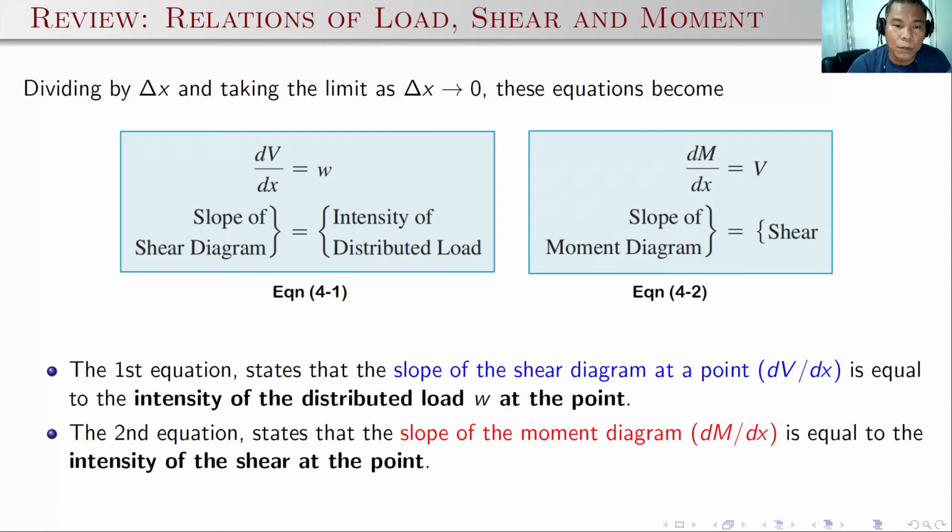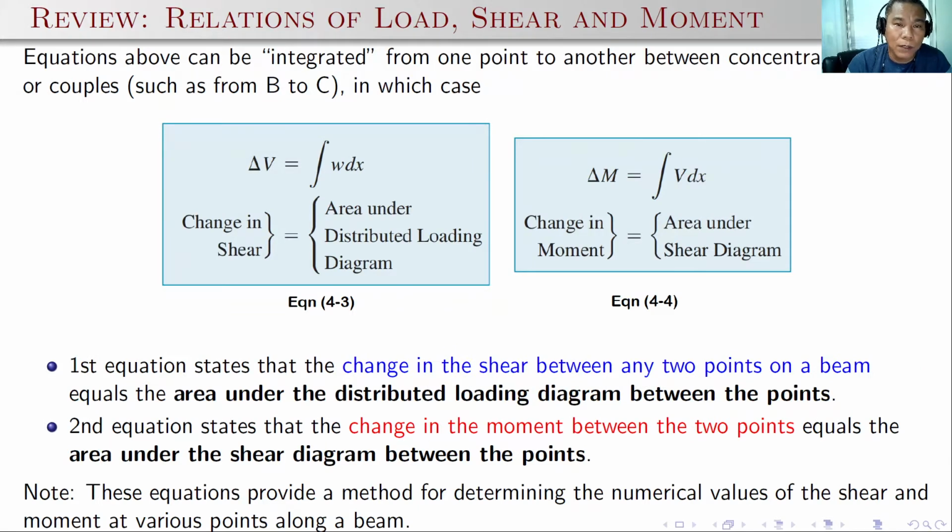Remember this equation. The other equation is that the change in the moment, dM over dx, is simply equal to the shear. Since this is the first derivative of the moment diagram, the slope of the moment diagram is equal to the shear. So in other words, you can say the first equation is the slope of the shear diagram at a point, which is equal to the intensity of the distributed load w at the point. The second equation can be stated as the slope of the moment diagram, dM over dx, is equal to the intensity of the shear at the point.